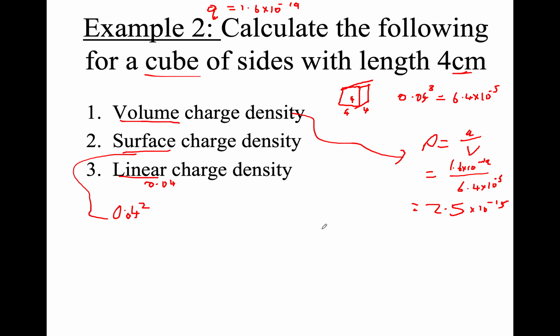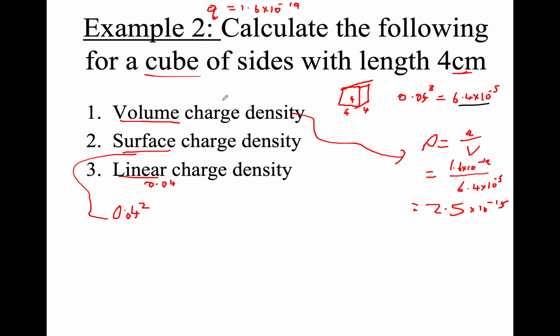Another example of finding the volume charge, surface charge, and linear charge density, I did this with you in class. If you wanted to use a cube with these lengths, we know the sides are all 4 centimeters each, and the only thing is centimeters, so you have to divide by 100. So it'll be 0.04 meters multiplied by 0.04 meters multiplied by 0.04 meters. That's how you find the volume of a cube. 0.04 cubed, hence the term, and that gives you this number here. Great, now I know the volume.